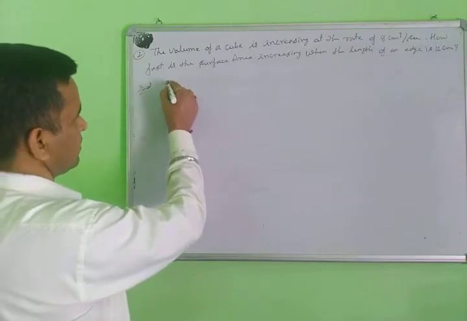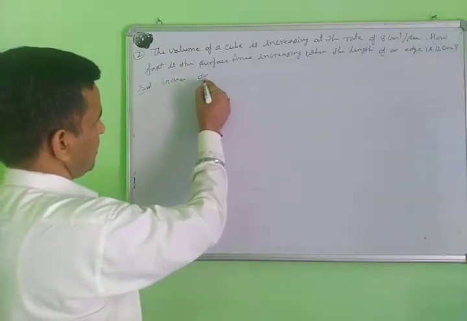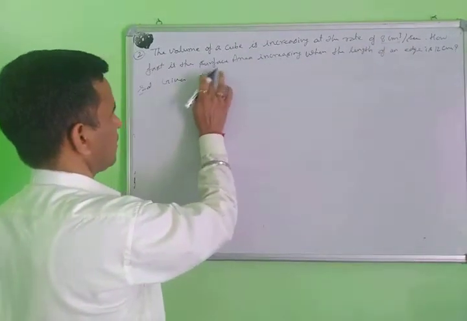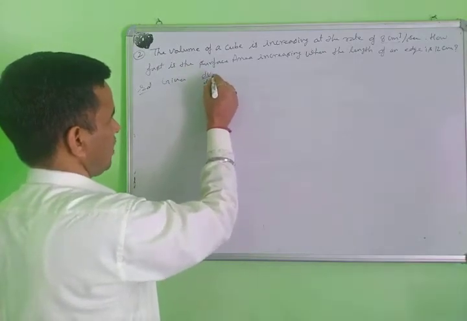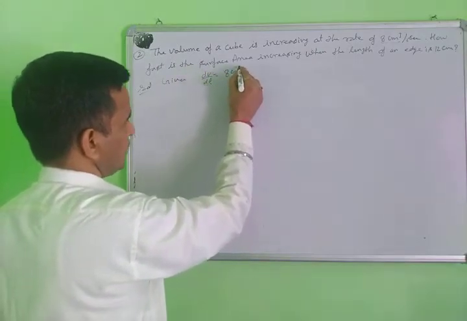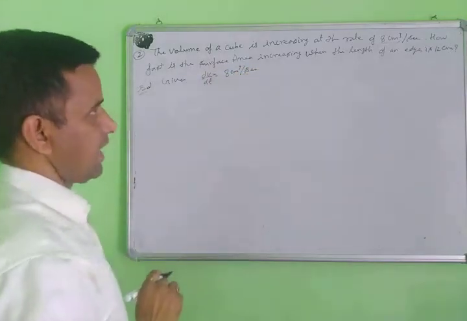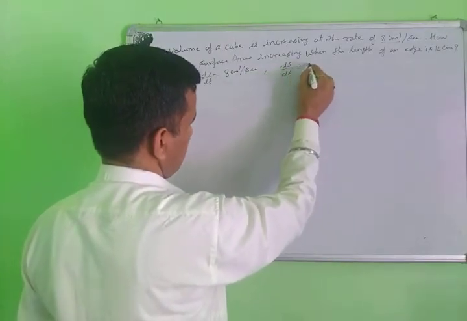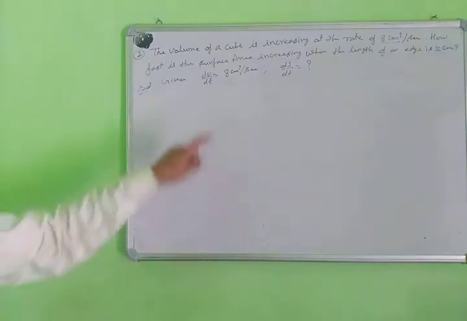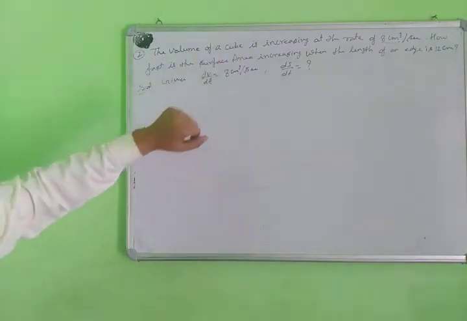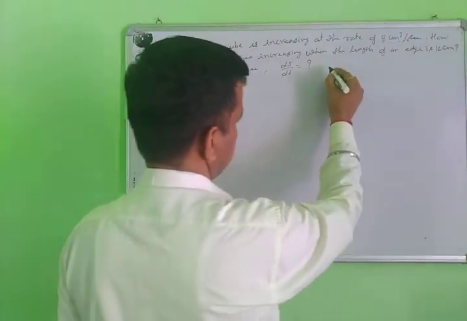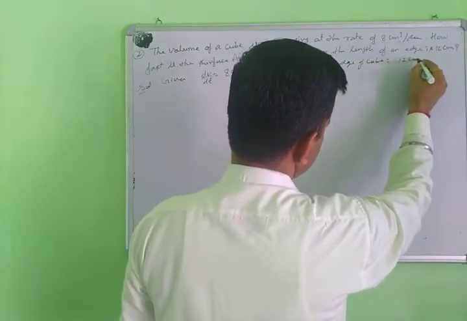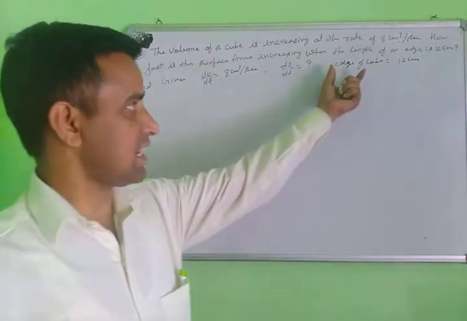First, write the given: dv over dt according to time, dv over dt equal to 8 centimeter cube per second. And next you will find ds over dt. So how to solve this question here? As the edge of the cube is 12 centimeter, first you will set the edge of the cube.